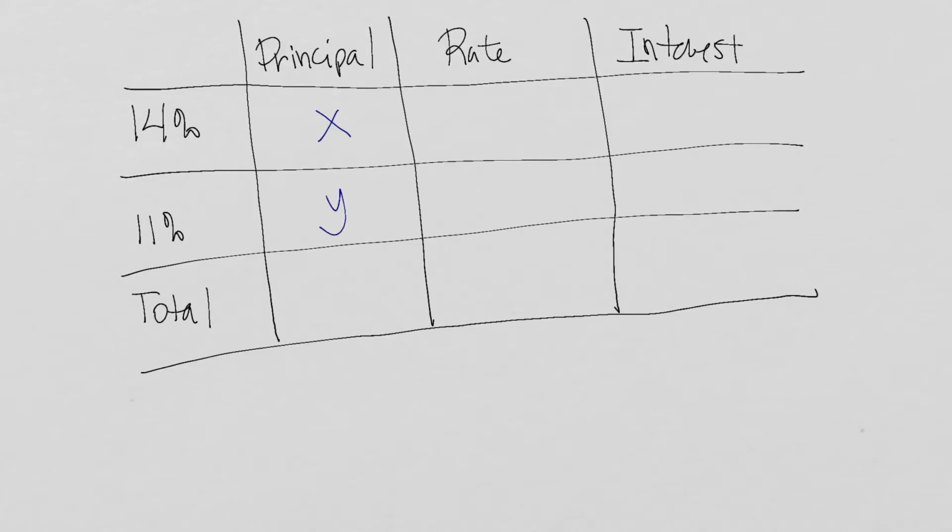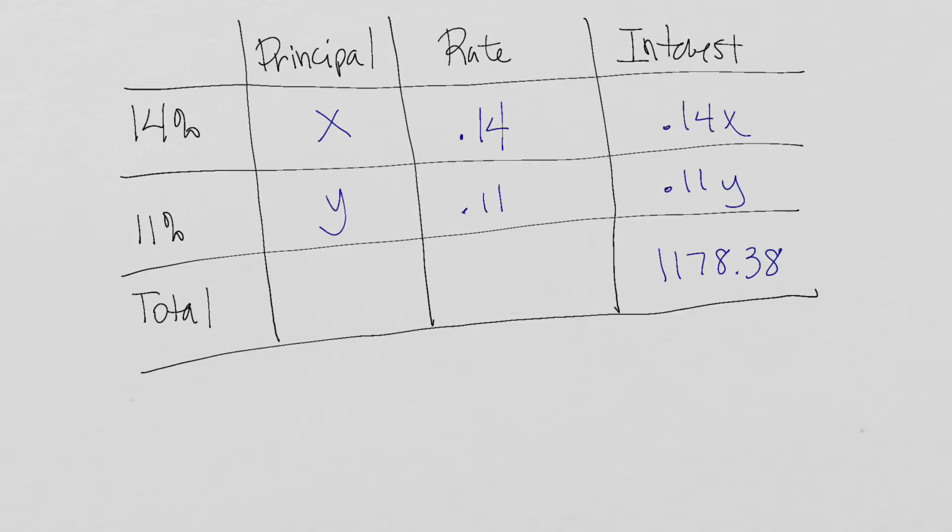My rate for the 14% is 0.14. My rate for the 11% is 0.11. The interest for the 14% account is 0.14x. The interest for the 11% account is 0.11y. And I do know that Jarvis earned $1,178.38 in total interest.